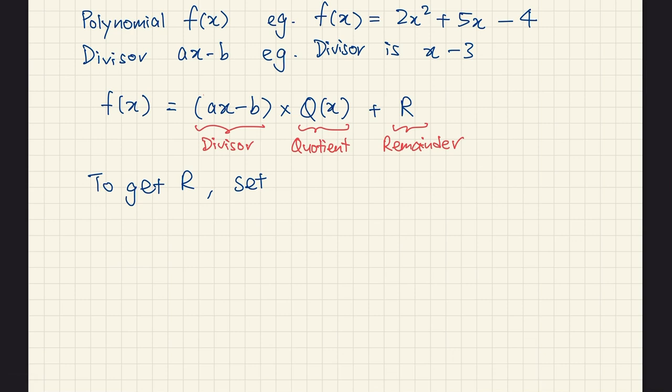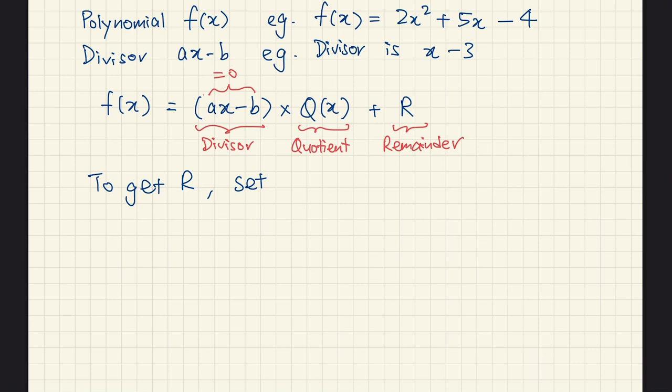If we just want to find the remainder, we just need to find a value of x to substitute in, whereby the whole divisor times quotient becomes 0. When that becomes 0, I'm only left with the r. So that's what we set out to do. I'm just going to remove all this. Specifically, to make divisor times quotient become 0, it is essentially just making the divisor become 0.